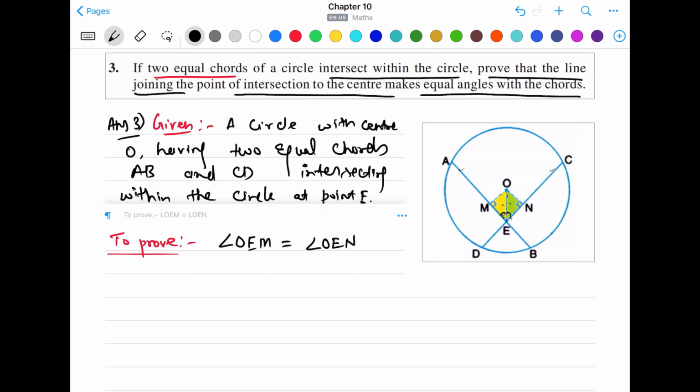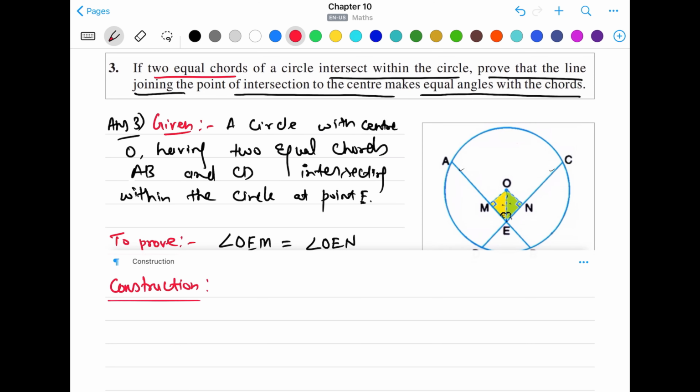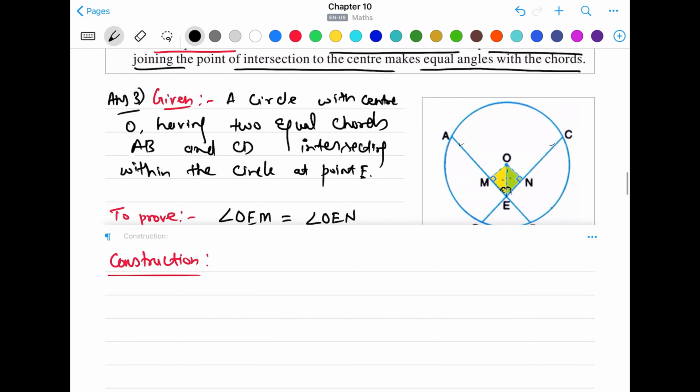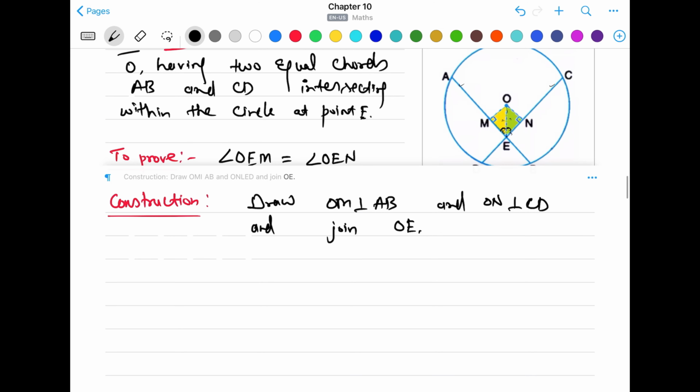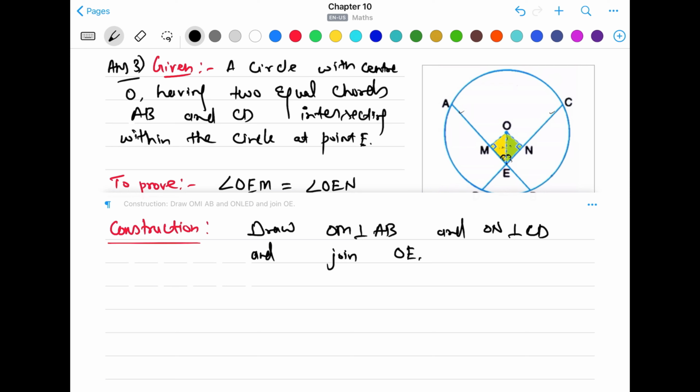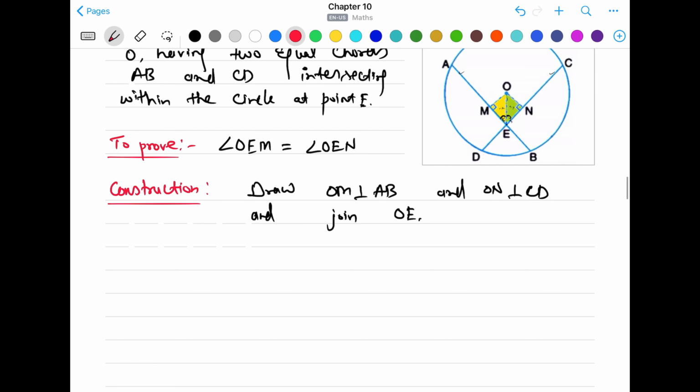Okay, so let's start by doing construction. Construction again same, draw OM perpendicular on AB and ON perpendicular on CD, and join OE. Okay, so again we are going to prove that these two triangles are congruent by RHS congruence rule. Okay, so let's do this.